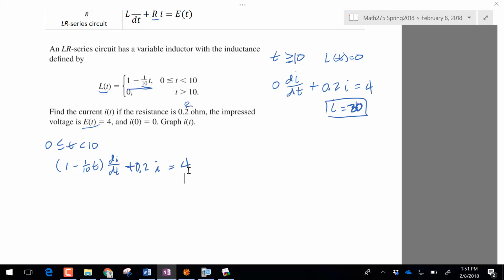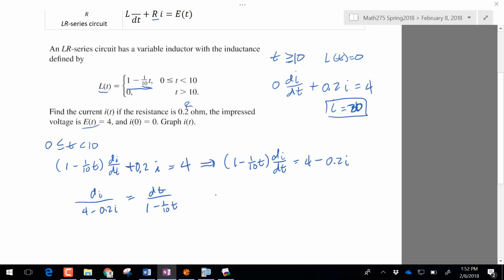All right, let's separate it. So it looks like it's separable. 4 minus 0.2I is equal to dt over 1 minus t over 10. Looks like I'm going to have a couple of logs here, right?